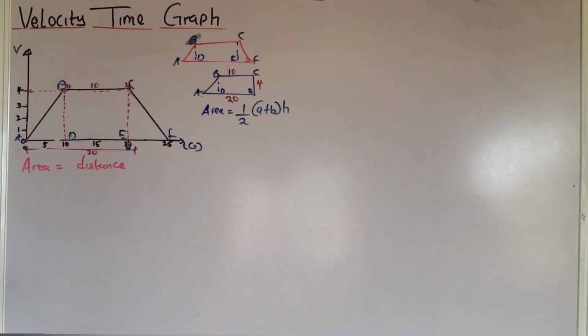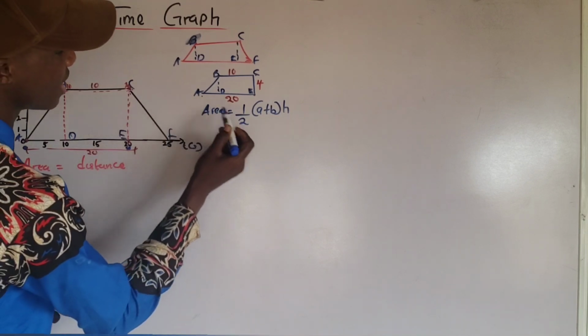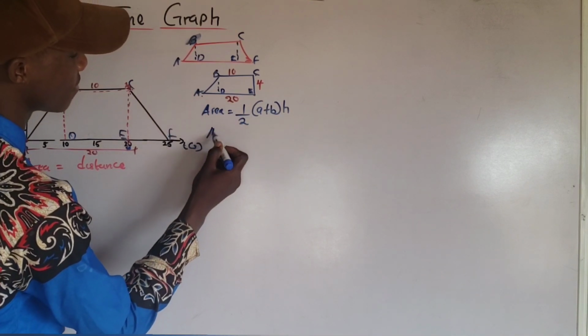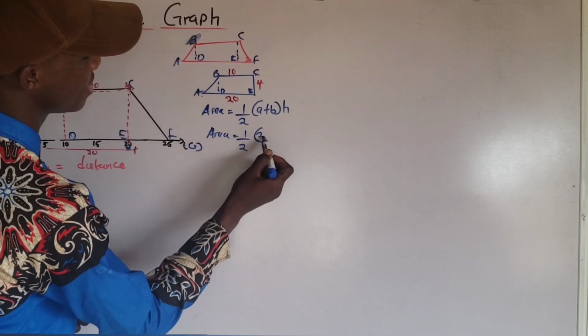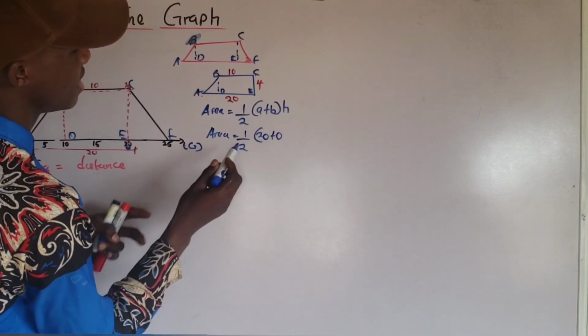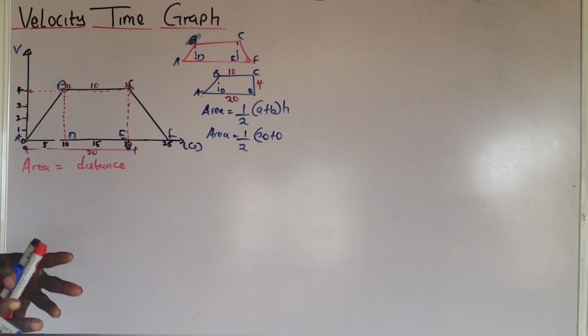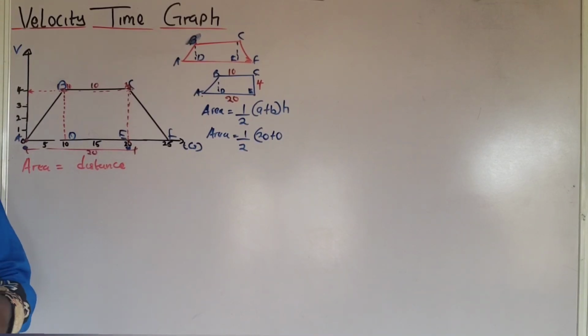A and B are the parallel sides of the trapezium that can never meet. So the first parallel side is what? It is 20. So I'm going to have area is equals to 1 over 2 A. A is 20, then B is 10. You understand? When we talk about parallel, those sides can never meet. Do you remember in your geometry? Parallel lines, they can never meet.